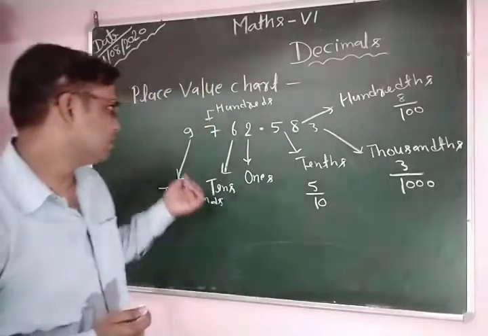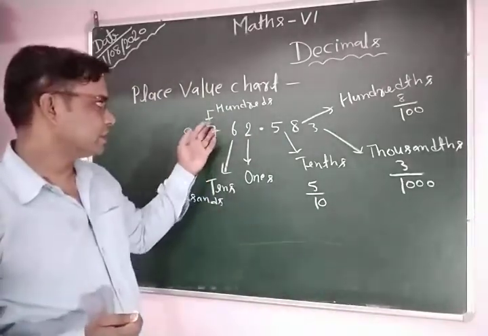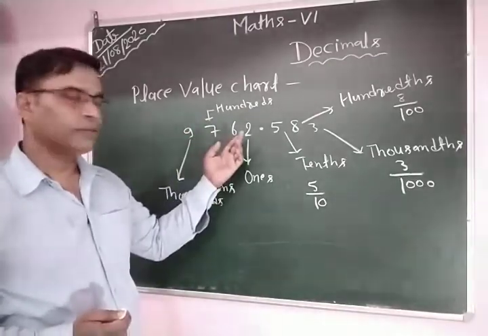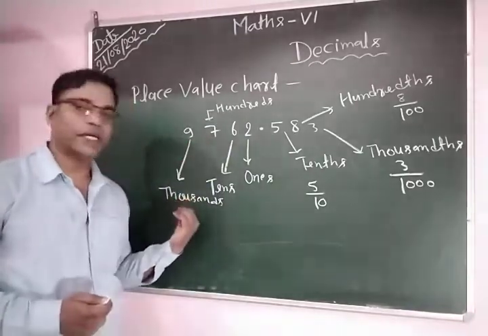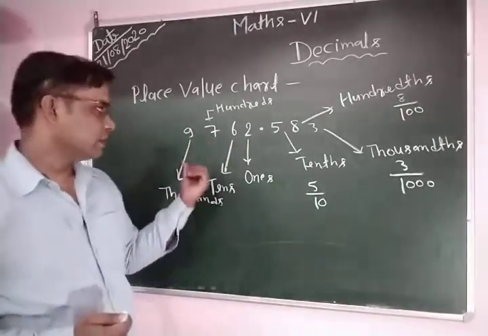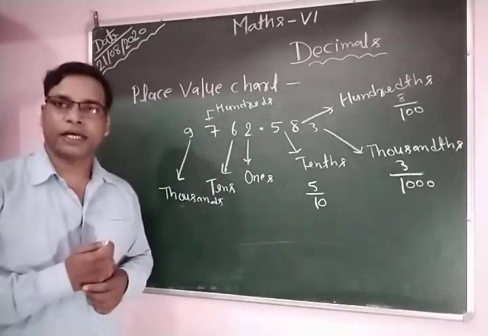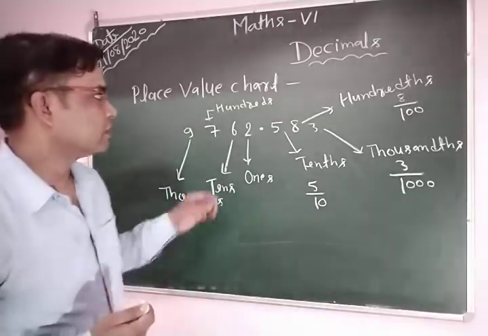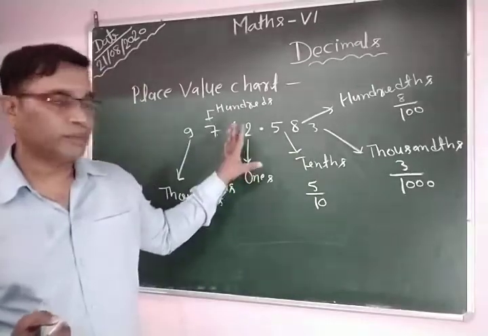So the place value of this number is 700. You can say 7 into 100. This number is 6 into 10, this is the tenths place, and this is 9, the thousands place. The place value of this 9 is in the thousands place, so 9 into thousand. I hope all of you understood these numbers and what the places are.